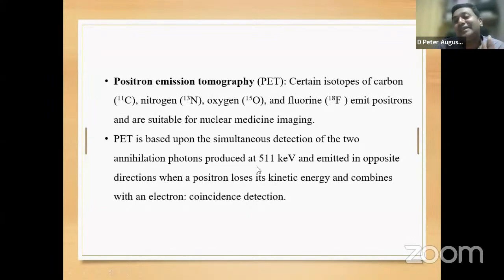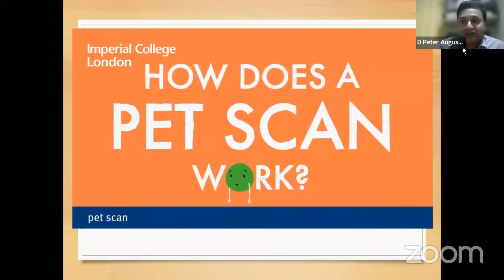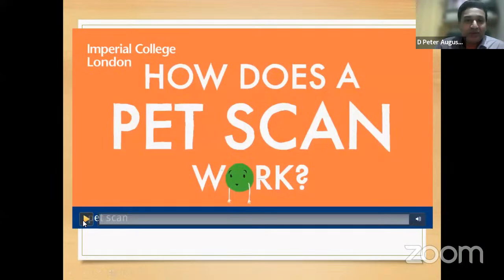You can take this as a research area and work on it. Two annihilation photons are produced at 511 kiloelectronvolts and emitted in opposite directions when a positron loses its kinetic energy and combines with an electron. So I will play this video, just 1 or 2 minutes maybe, so you can see.